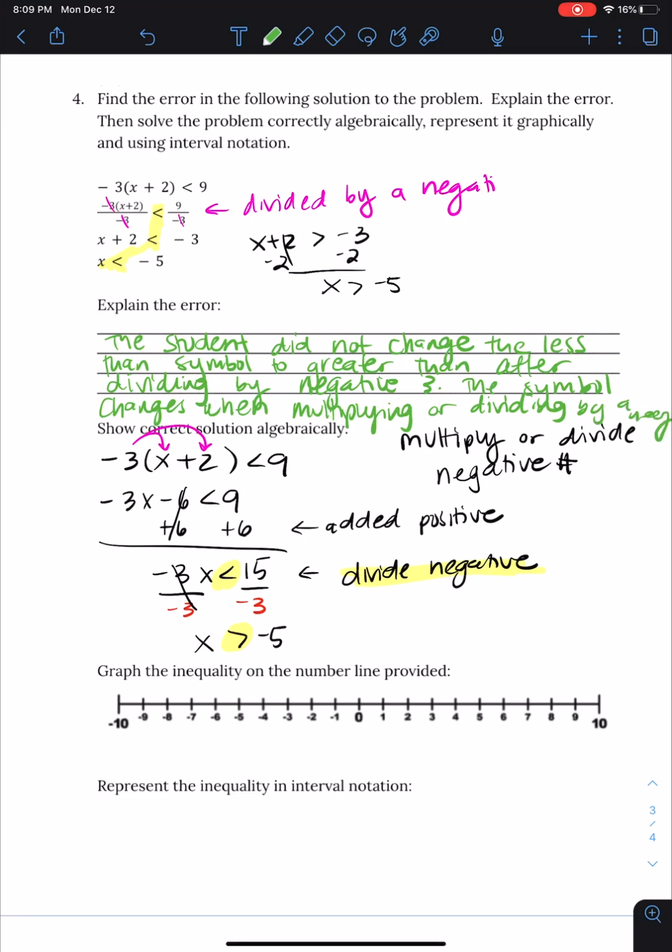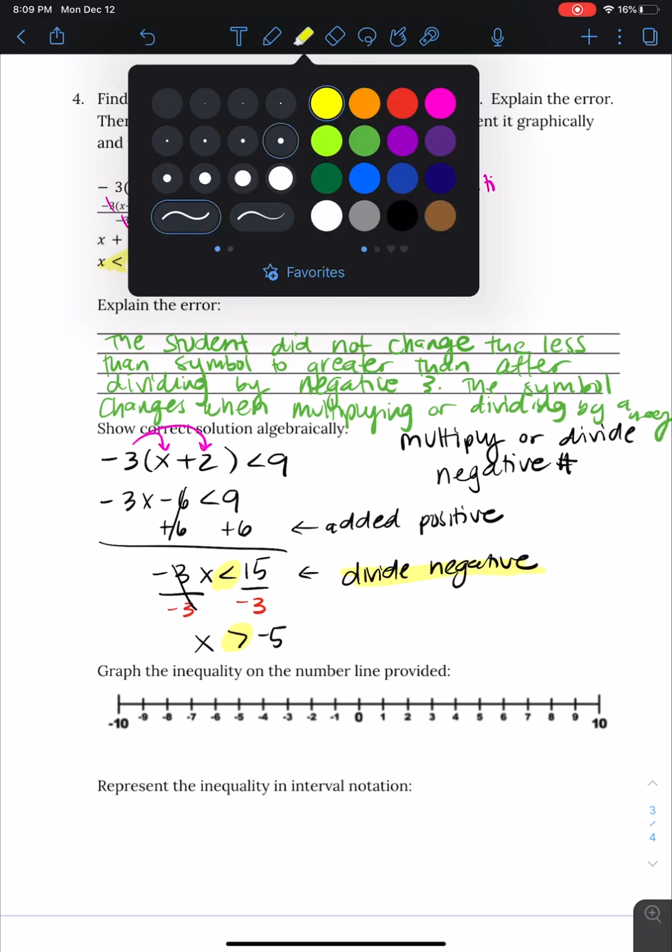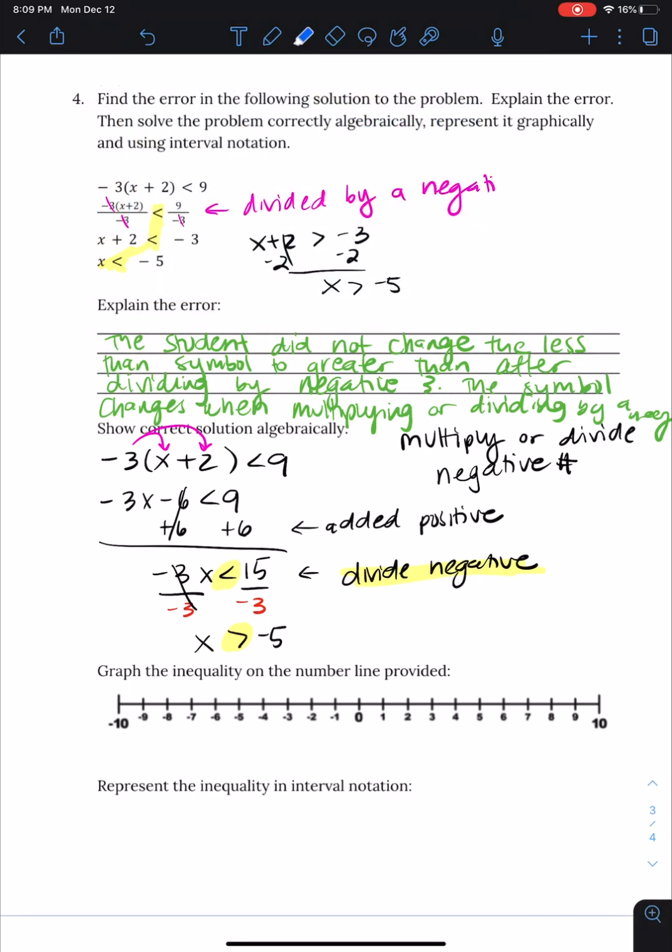All right, so now on our inequality number line, we want to graph that the number is greater than -5. So here we're going to go with an open circle because this would not include -5. If it was greater than or equal to, then we would make it a closed circle. And it's going to be greater than -5. So we want to go the direction the arrow is going toward all the numbers greater than -5. So this is going to go toward infinity.